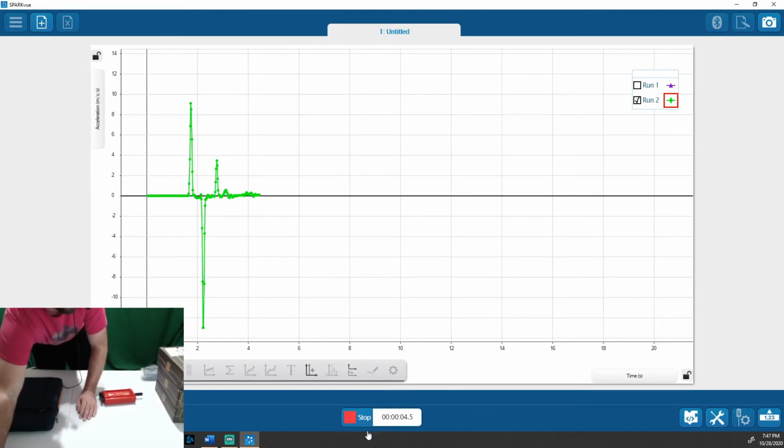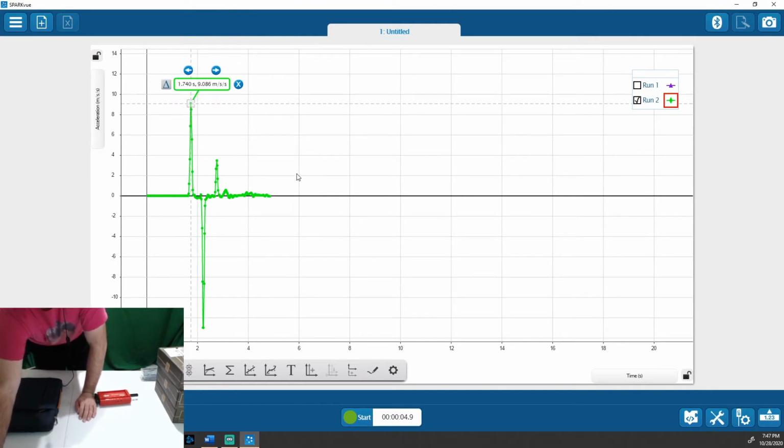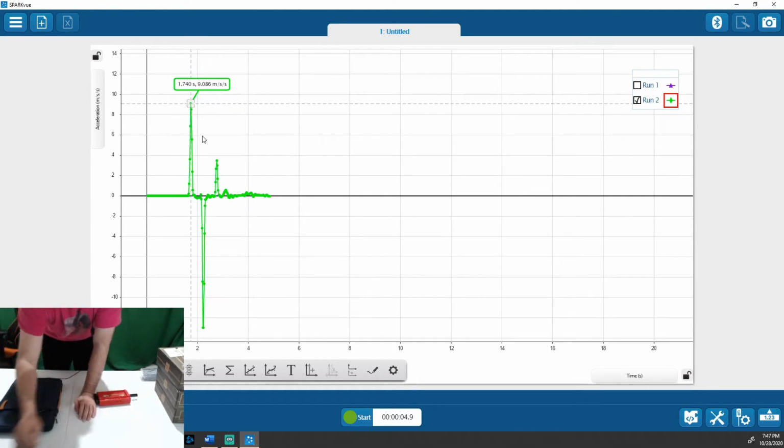And so we see a shot right here. That is the first acceleration. So we're going to check that: 9.08 meters per second squared. So that's the acceleration, the max acceleration that the cart experienced when it pushed off of this wall here.